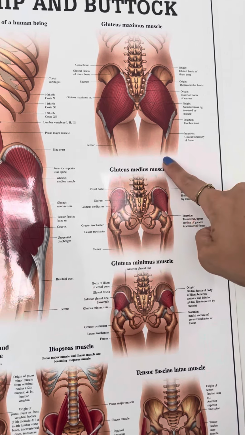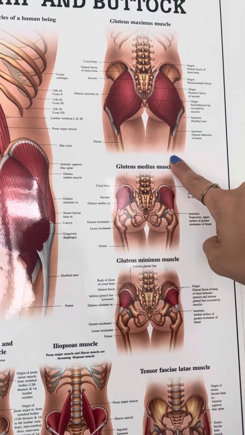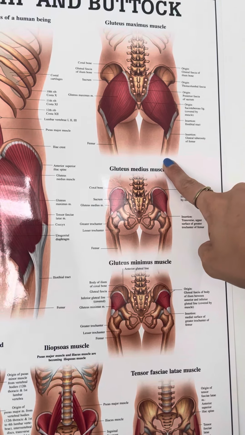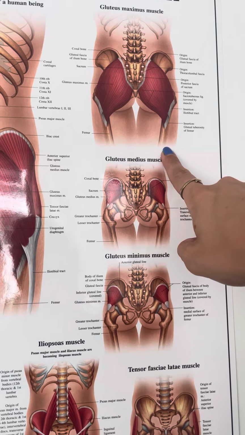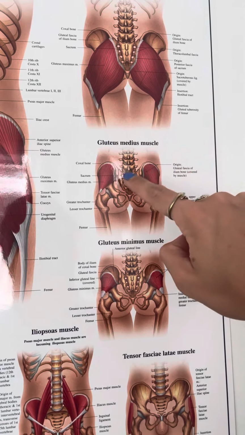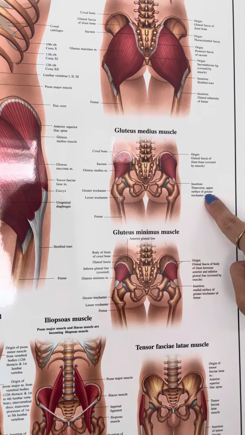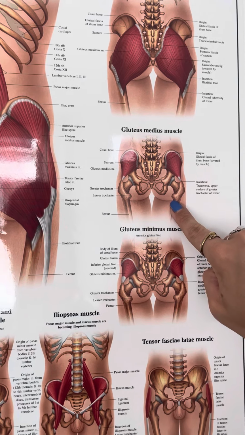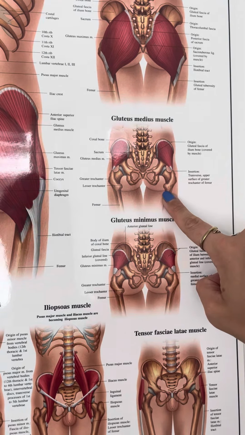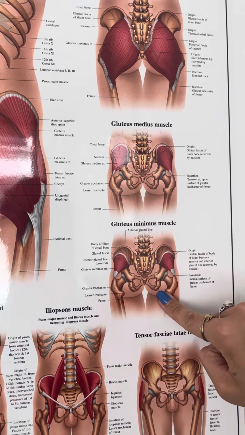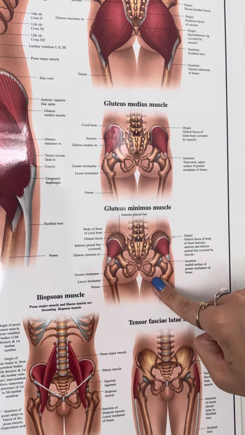So this muscle here, your glute max, is in charge of hip extension and external rotation. These are more in charge of hip abduction. So when your leg moves out to the side away from the body, that's abduction. These two muscles mostly do that motion.